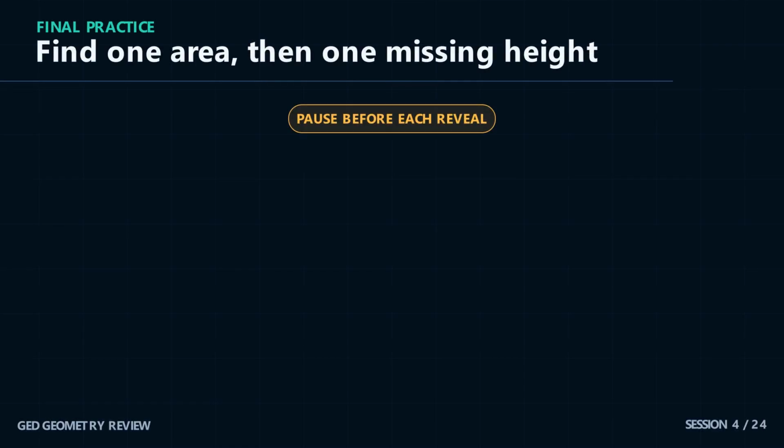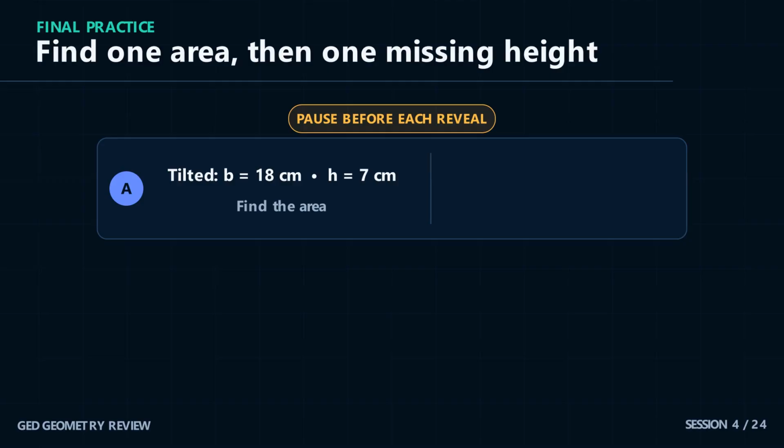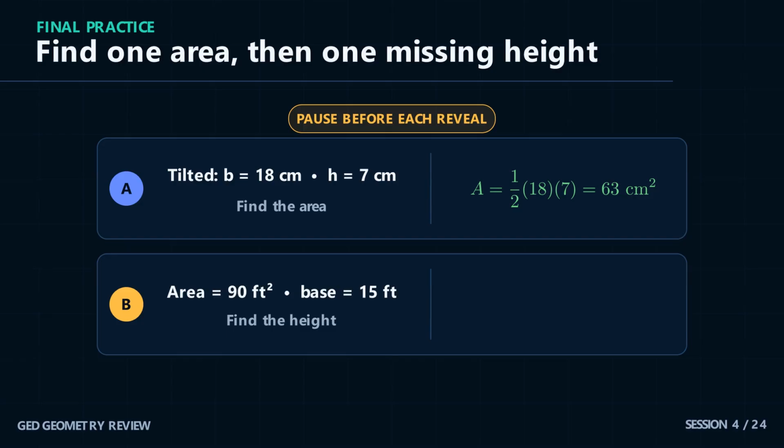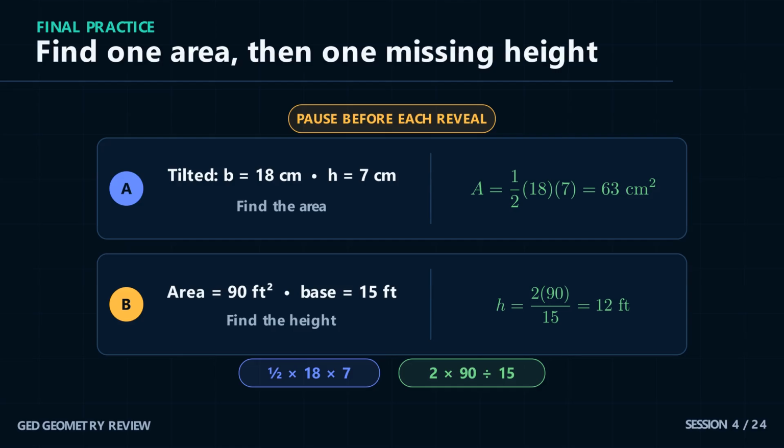Final practice. First, a tilted triangle has base 18 centimeters and perpendicular height 7 centimeters. Its area is 1/2 times 18 times 7, or 63 square centimeters. Now a triangle has area 90 square feet and base 15 feet. Find the height. Use 2 times area divided by base. 2 times 90 divided by 15 equals 12 feet. Notice the unit change. An area answer uses square units, while a missing height uses plain units.